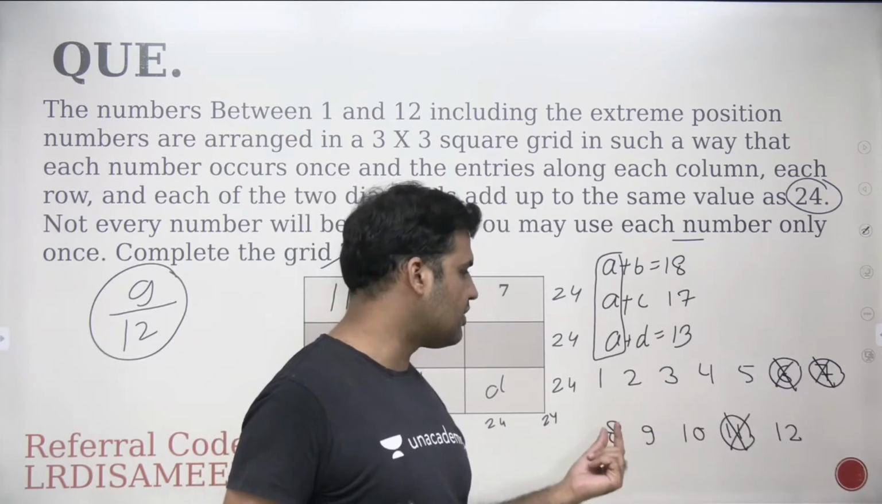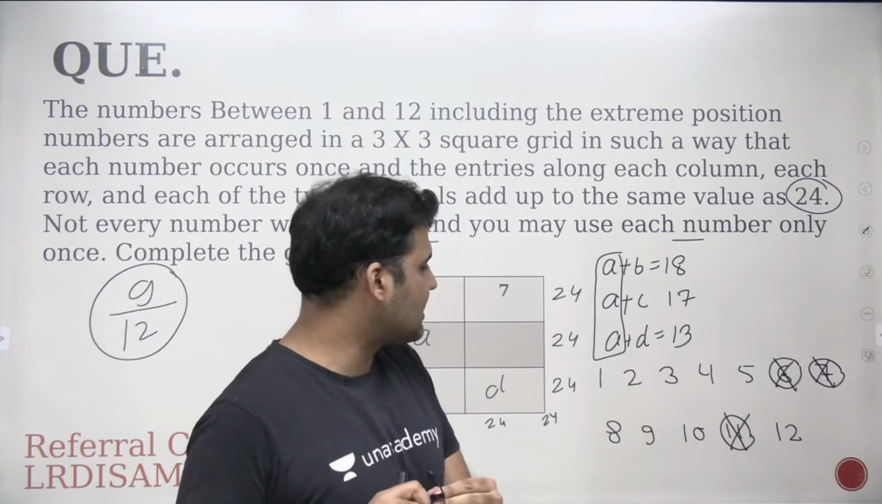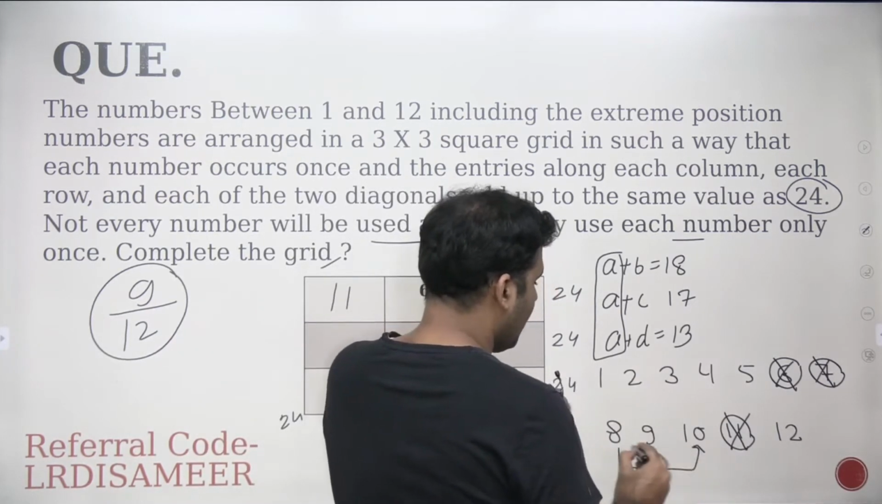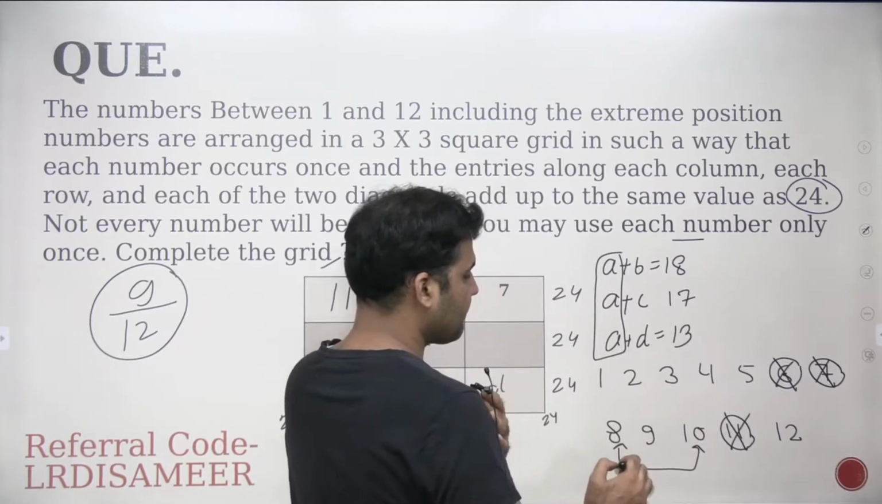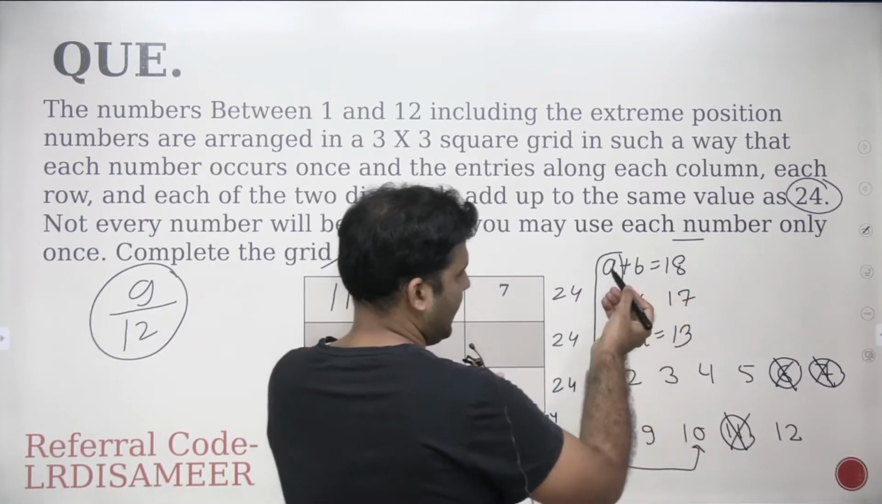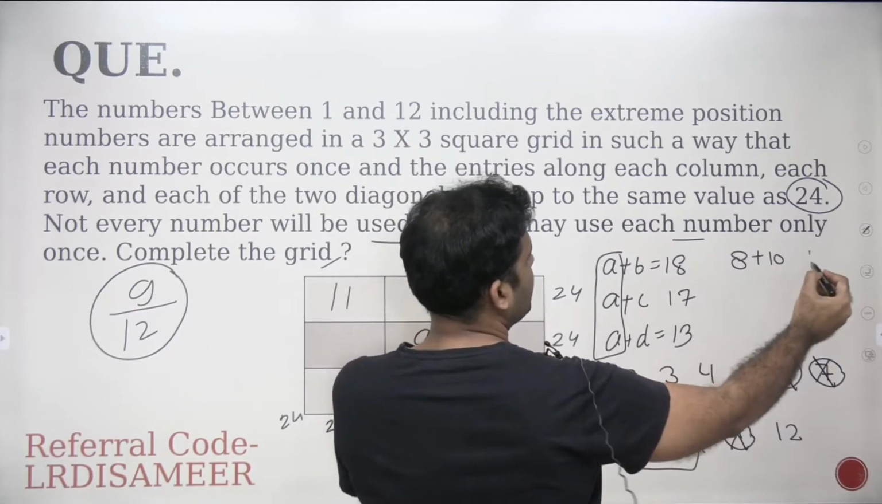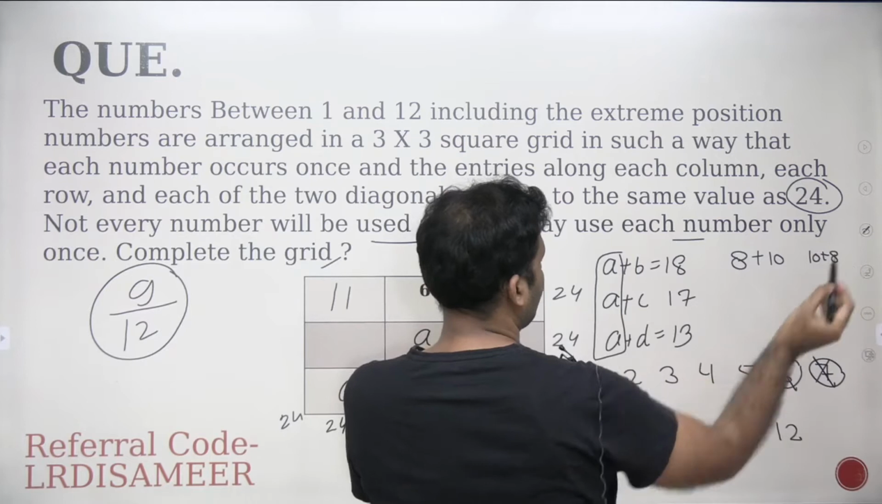We are reduced down to only one possibility. If I need the summation to be 18, the numbers have to be 8 and 10. Only 8 plus 10 can give you 18. Now, A can be 8 and B can be 10, that is one possible case, or A can be 10 and B can be 8, that is another possible combination.